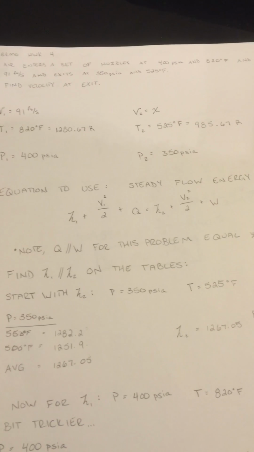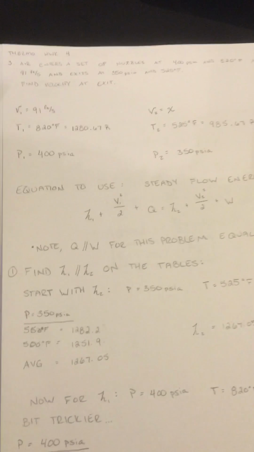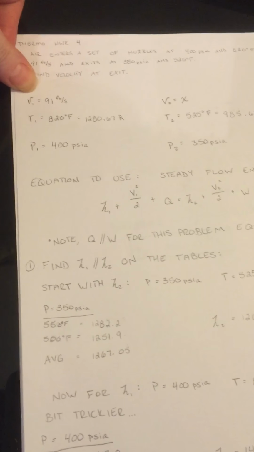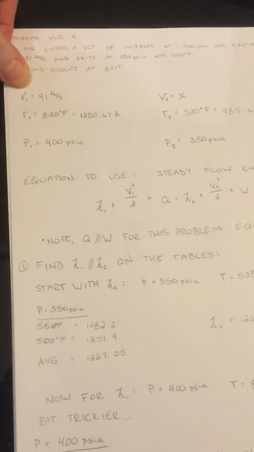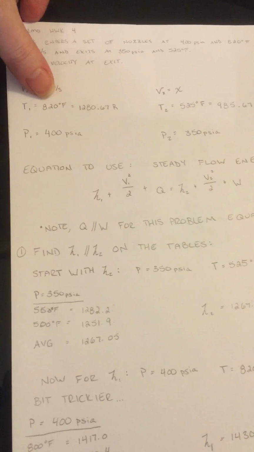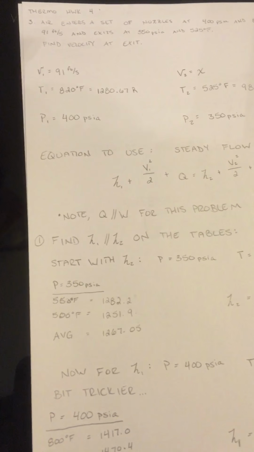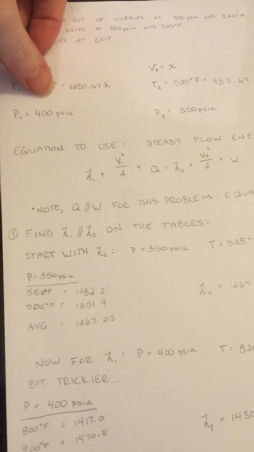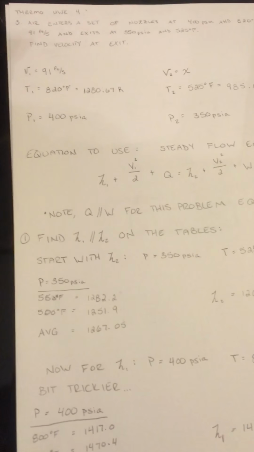Now, as per my usual, I'm going to write down all of our variables just because I like to be organized. So I've got velocity 1, which is the 91 feet per second, and temperature 1, 820 degrees Fahrenheit, which is 1280.67 Rankine. I just do that anyway because it makes some things a lot easier, especially in fluids when you have to do a lot of Rankine. Pressure is all lined up and ready to go.